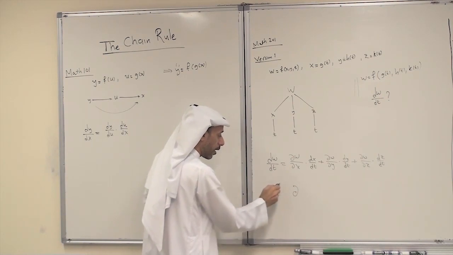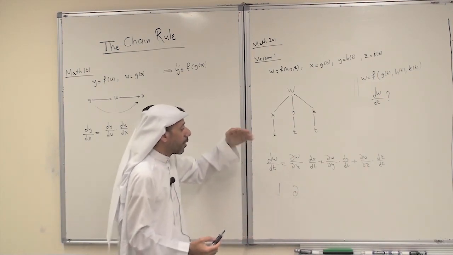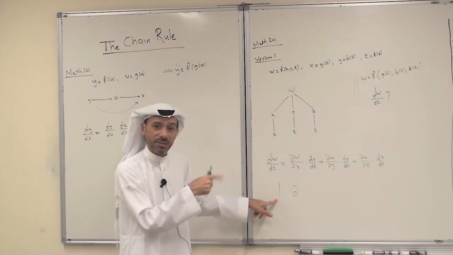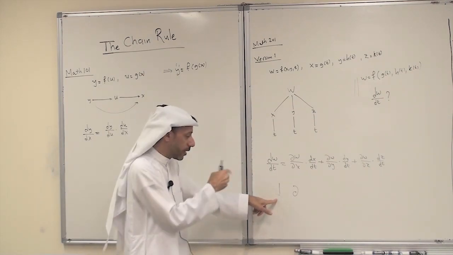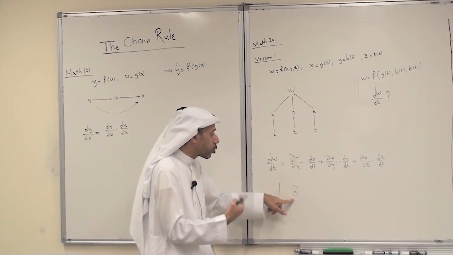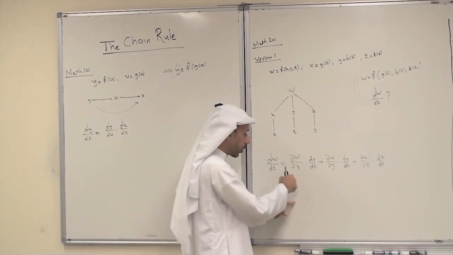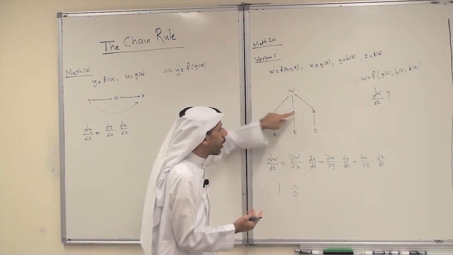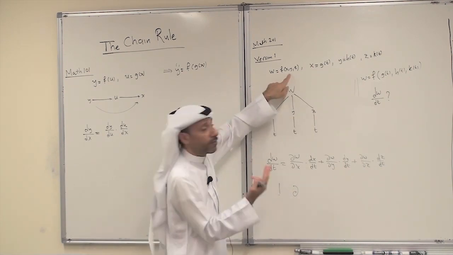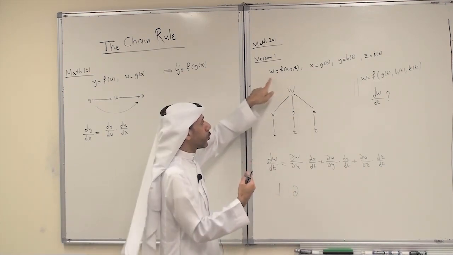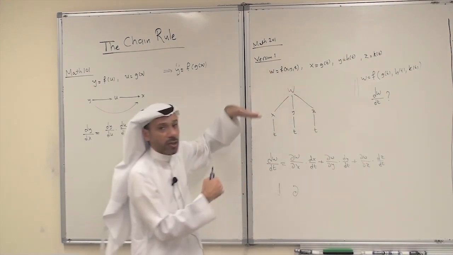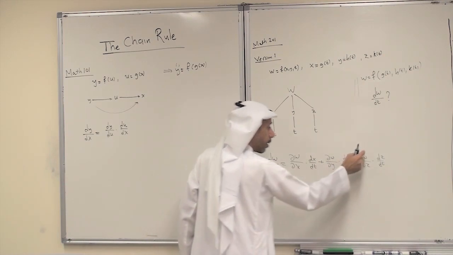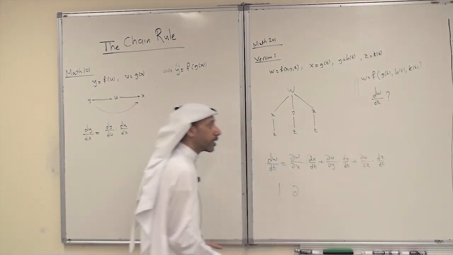For functions of one variable, we use the ordinary notation d. For functions of several variables, we use the partial notation. So we check w is a function of x, y, and z. W is a function of three variables. So when you talk about derivative with respect to these three, we use partial. So here partial w with respect to x, partial w with respect to y, partial w with respect to z.